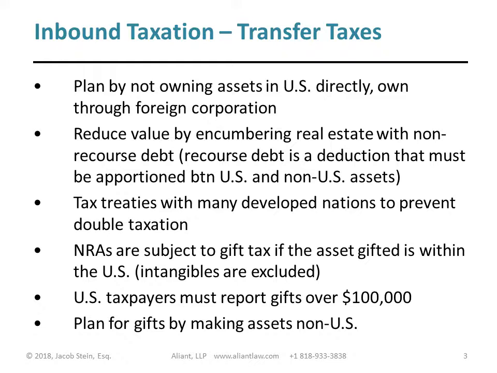puts $1 million into that bank account, and then says, here you go, here is $1 million, that may be subject to the gift tax, because that is a U.S. asset that is now being gifted. So the gift has to take place outside the United States. And I believe that a wire that originates outside the United States and then lands here is a gift of a foreign asset. So have your relatives gift assets to you.